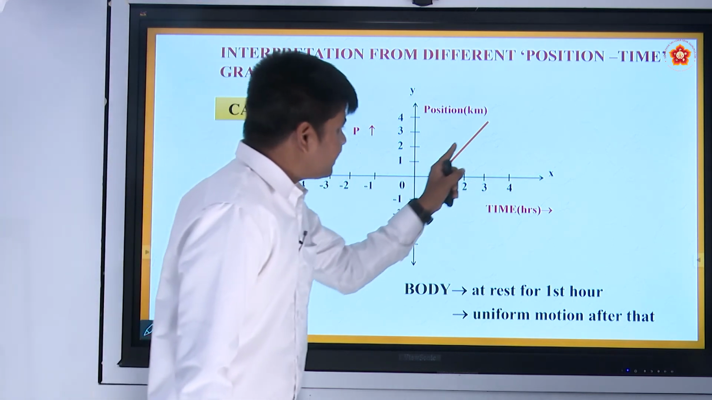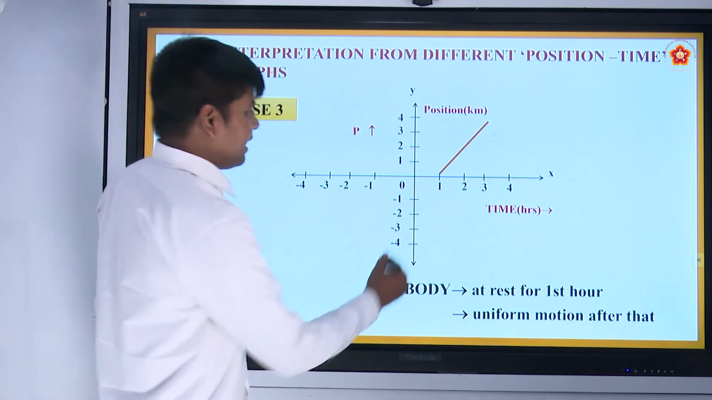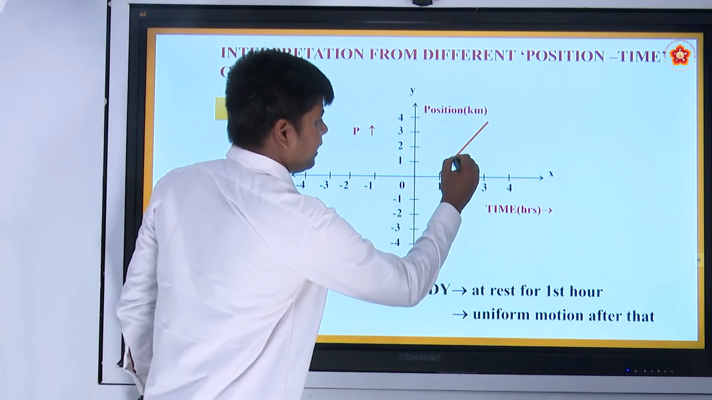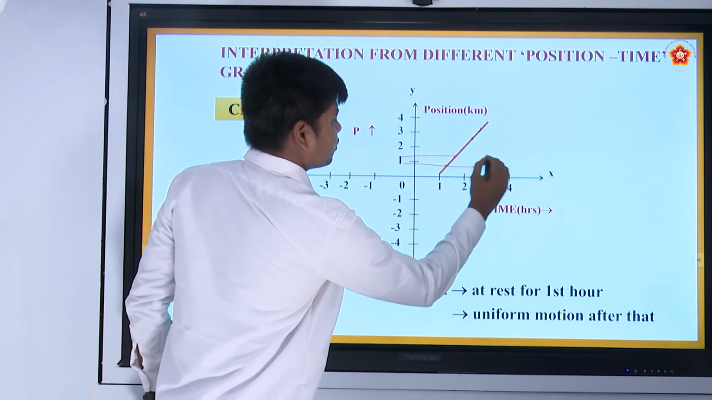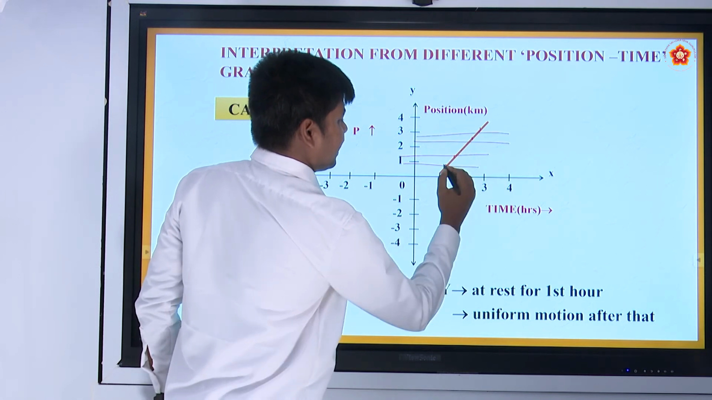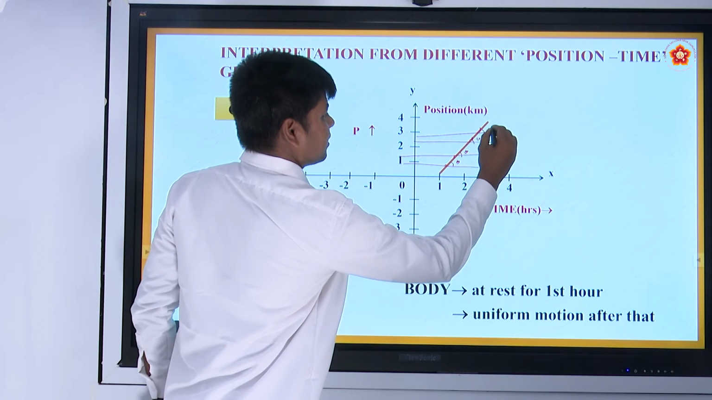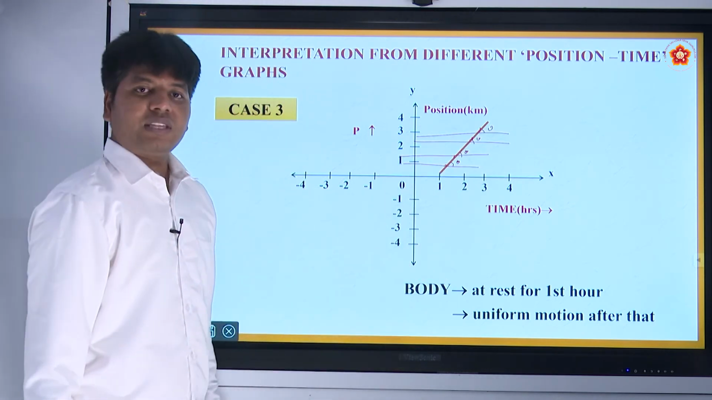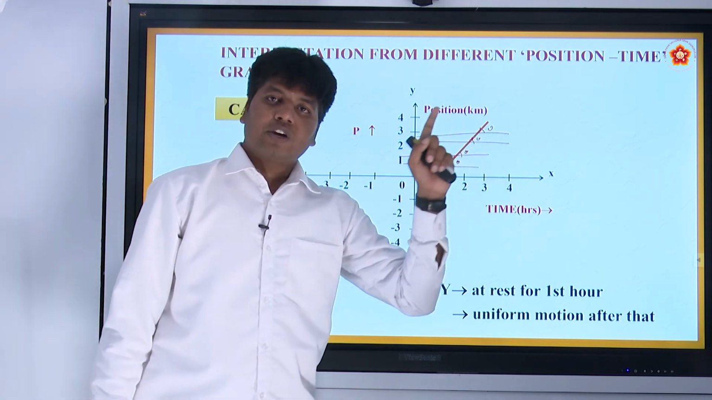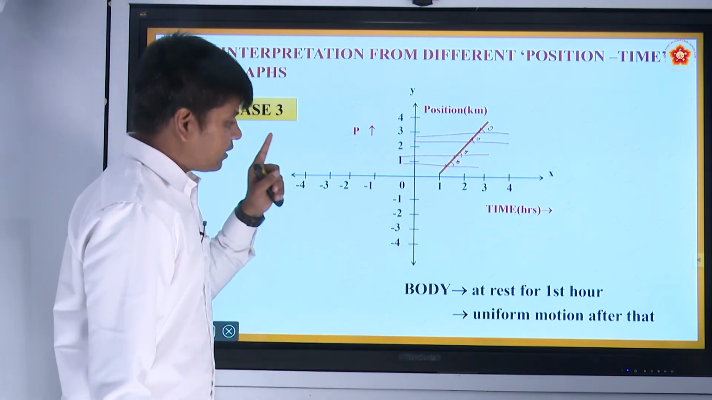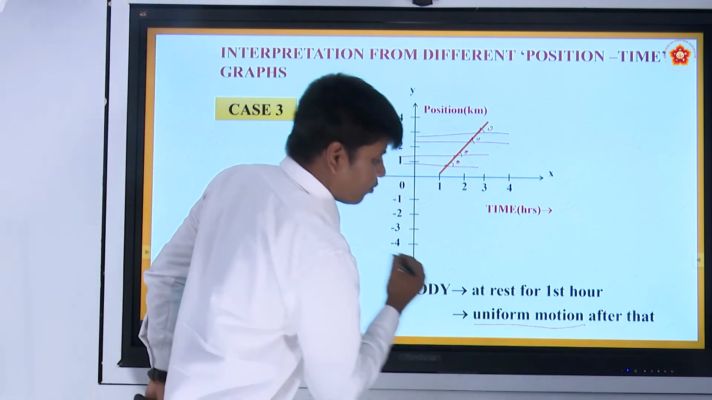Is the slope changing anywhere along the line? At any point you can take, is the slope changing? Draw the horizontal axis at every point. At every point you have a theta, this is also theta, this is also theta, with the horizontal. So at all the points, the slope is constant. That means velocity is constant.